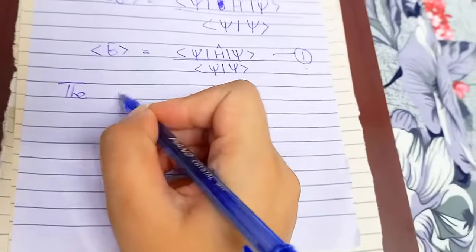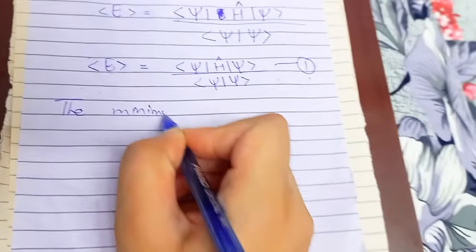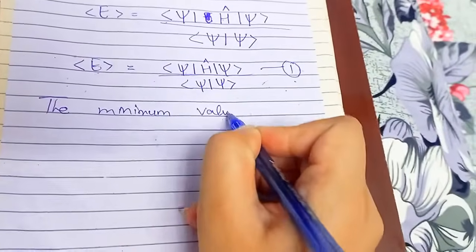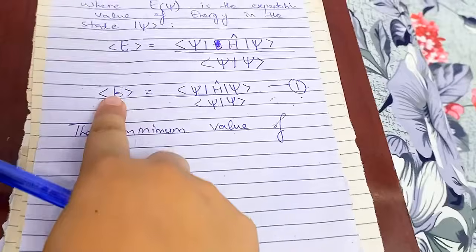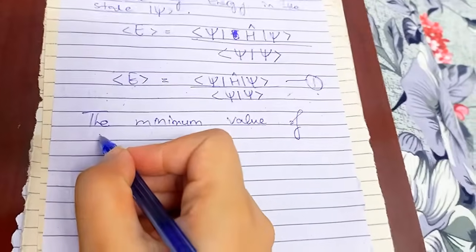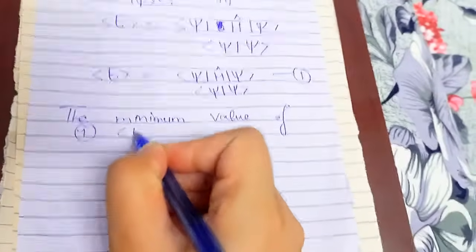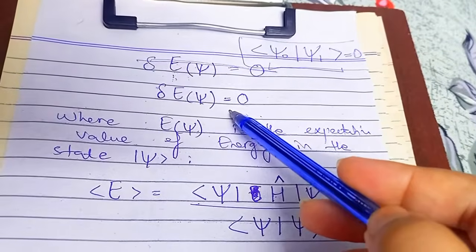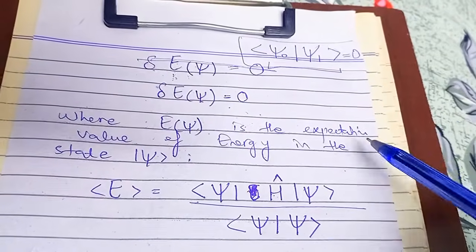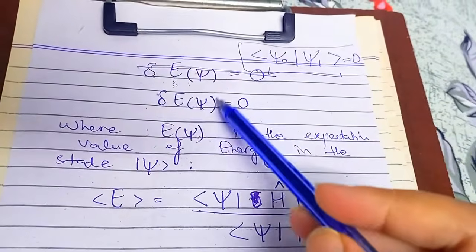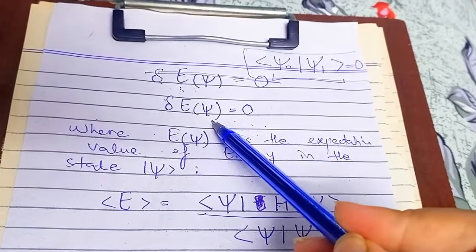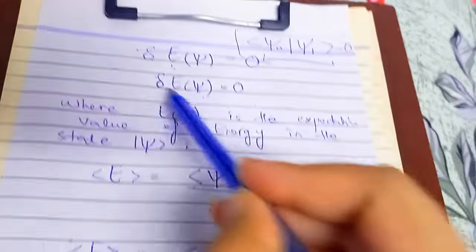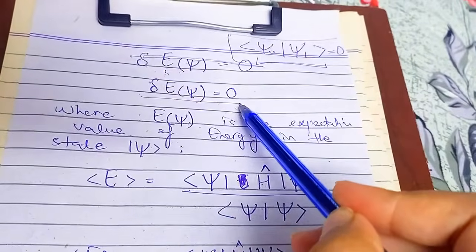The minimum value of E, which is the expectation value. What does the minimum value mean? This expression can alternatively be called the minimization of the expectation value of energy. Okay, minimization of energy. This process is also known as minimization of energy.